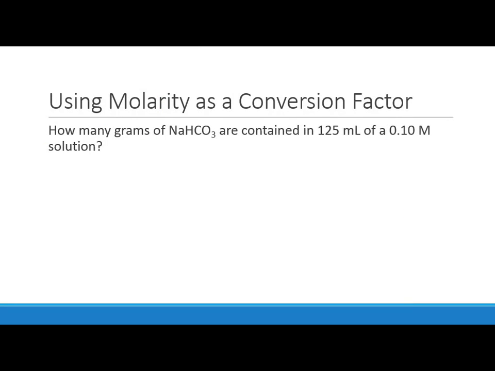Now, for our next trick, we are going to, sorry, trying to make it sound like some amazing thing, but we're actually going to be using molarity as a conversion factor in this next problem.